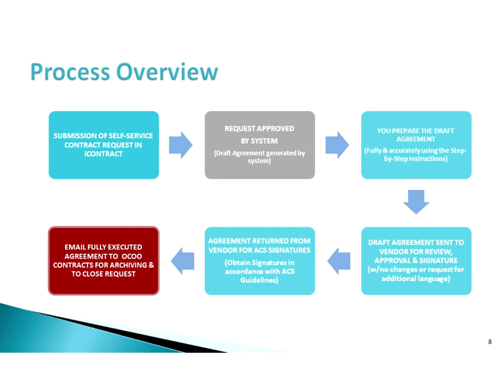Once the vendor signs and returns the agreement to you for ACS signatures, you should obtain those signatures in accordance with the ACS guidelines that apply to your transaction type. If ever you need guidance on who should sign, you should always, again, contact OCOO Contract for guidance. The bright red box here represents the last step in the happy path. In this step of the process, you will create an email to OCOO Contract using the subject line, Form Agreement for Archiving, and then you're done.